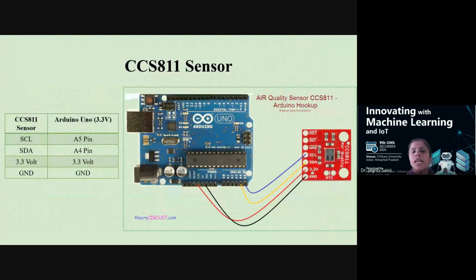Moving further, we have a CCS811 sensor that we discussed, which we have used for measuring CO2 and VOC components. Inside this also, the sensor contains multiple pins, but we do not need to connect all of them. Instead, we need these 4 pins only for the initial connections. That includes your SCL, SDA, 3.3 volt, and ground. These are the simple pins we need, and accordingly we can make the connection on the Arduino side.